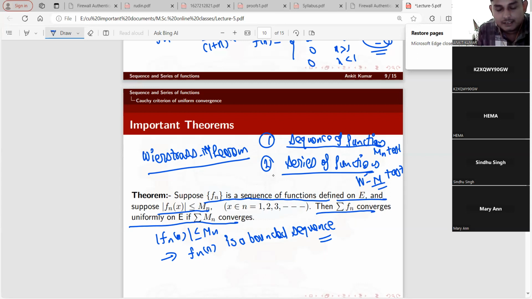So basically, if f_n is a sequence of functions defined on E, and suppose mod of f_n(x) is less than or equal to M_n for x belonging to E and n equal to 1, 2, 3, then summation of f_n converges uniformly on E if summation of M_n converges. So in the Weierstrass M test, summation of M_n converges.